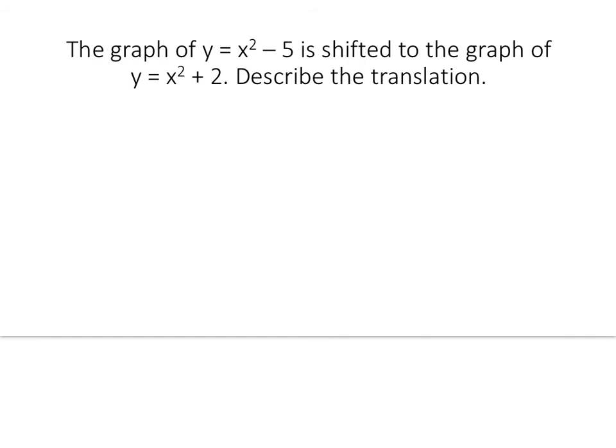In the next couple examples, we are given a graph, and it does not ask for us to graph the item. They're just asking us to see the translation and describe it between two graphs. Now, as you guys see, the graph of x squared minus 5 is shifted to the graph of x squared plus 2. So we are starting here.